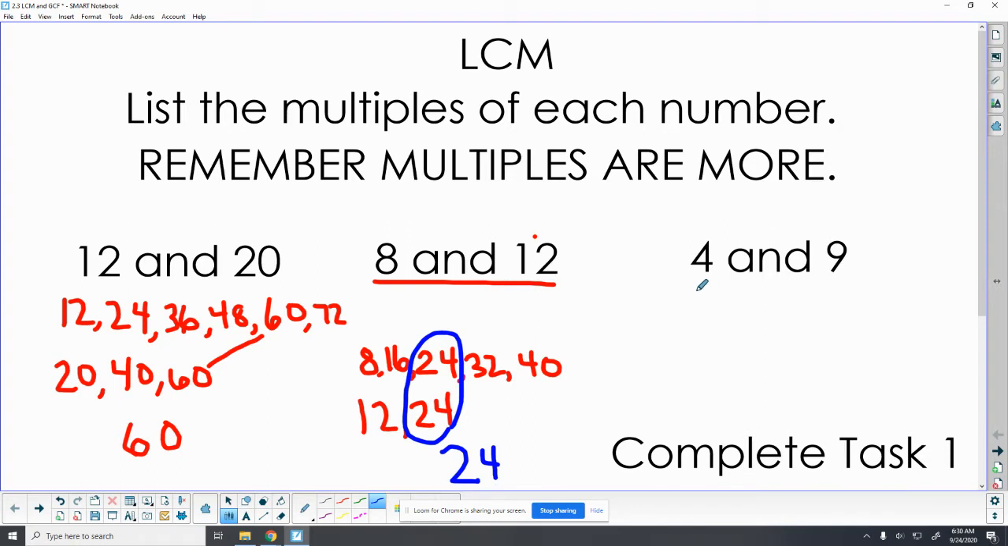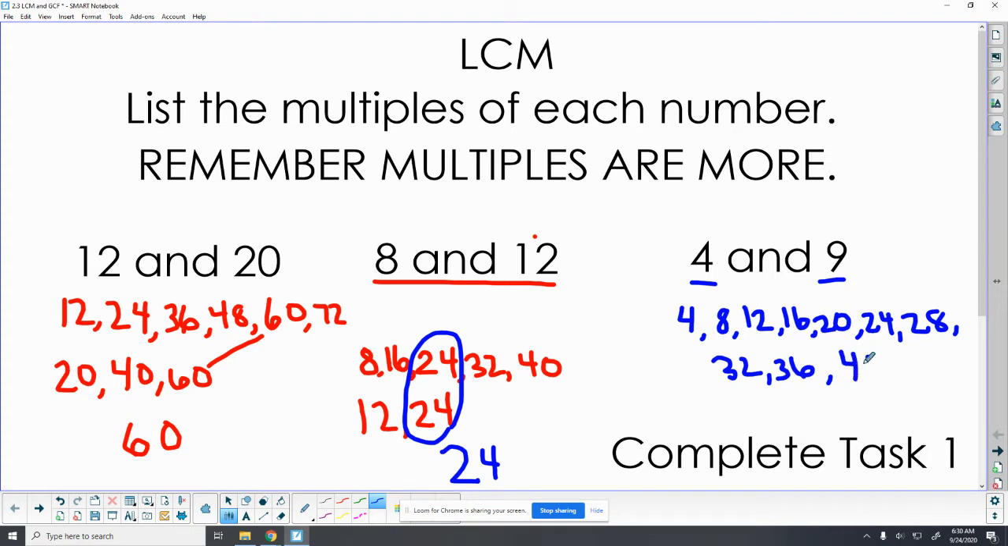Okay, go ahead and list out the multiples for 4 and 9. So pause the video, try that out, and then come back and check your work. Okay, so here we have 4, 8, 12, 16, 20, 24, 28. Gotta make a new line here. 32, 36, 40.